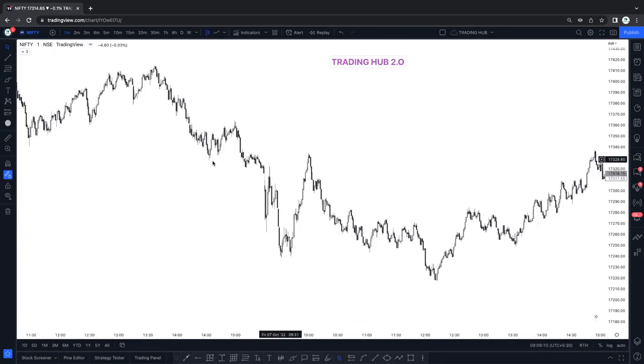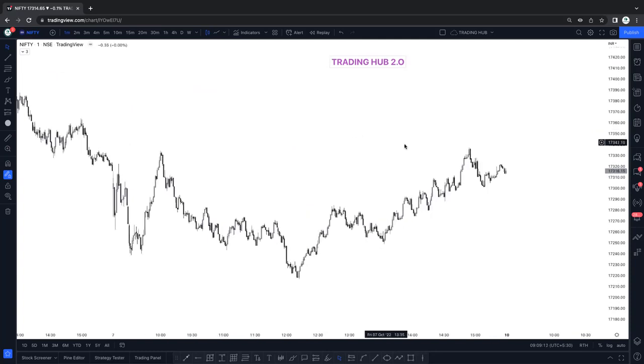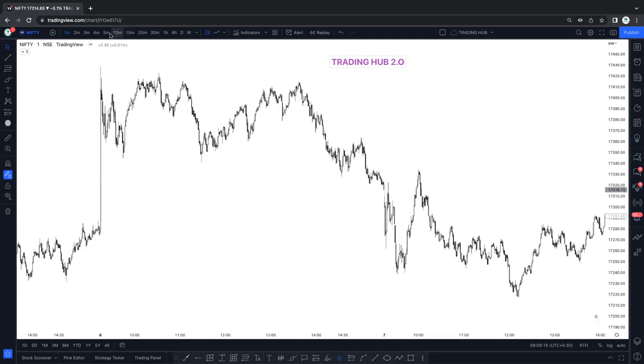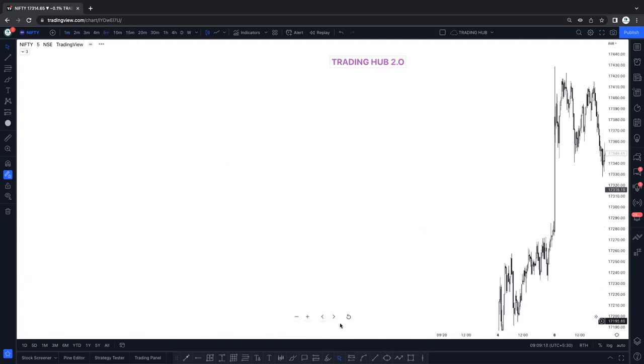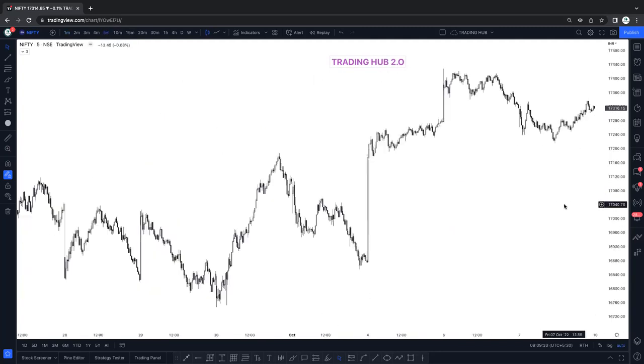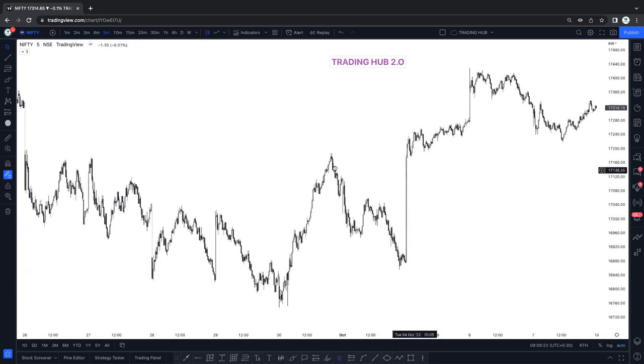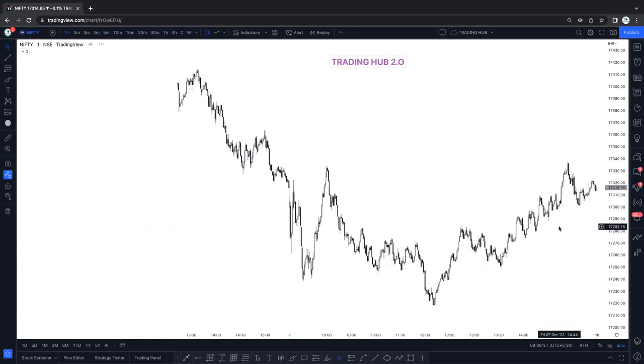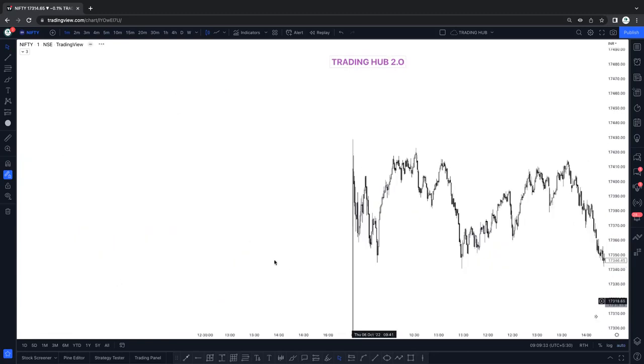So this is a 1 minute chart, and you can mark any time frame, whatever you like. It's up to you: 5 minutes, 1 minute, 15 minutes, 1 hour, the same process. And in a 1 minute chart, you will get more mapping structure like this.